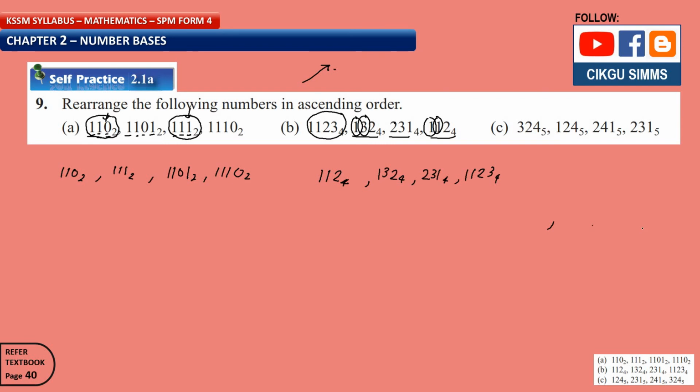Okay, so for question C, all have 3 digits. So we compare the first one. 1 is the smallest. And then followed by 2. Here we have 2 numbers. So we compare the second one. 231 is smaller. 241 and then followed by 300. Okay.